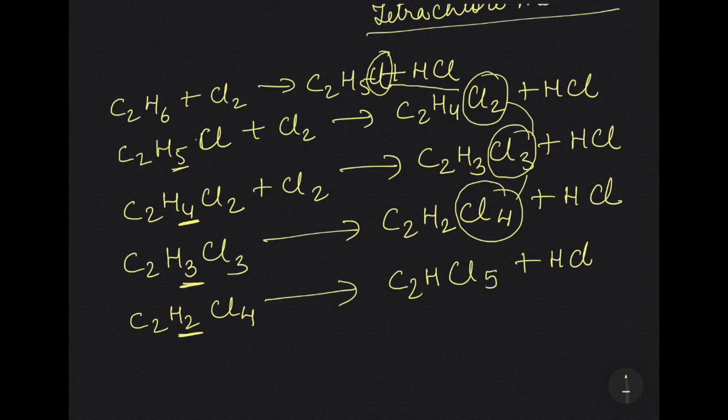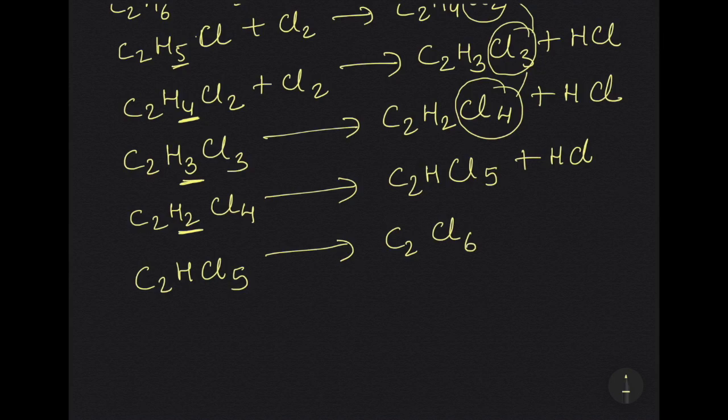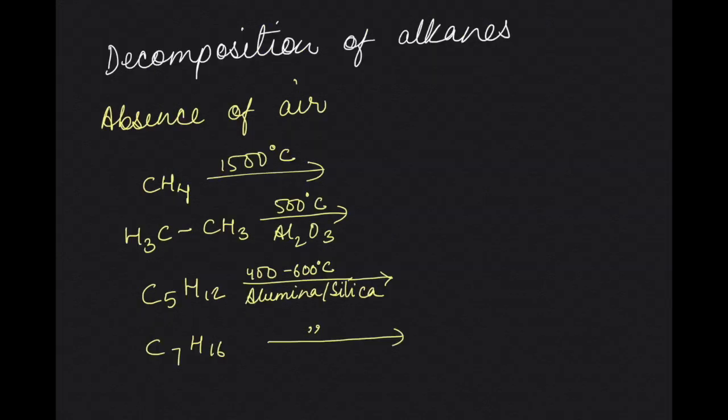Pentachloroethane still has one hydrogen which can be substituted. So this is hexachloroethane plus HCl. Now moving on to the decomposition of alkanes.